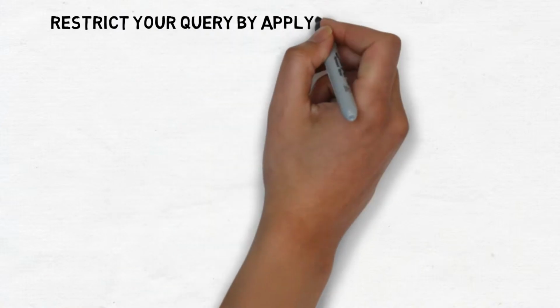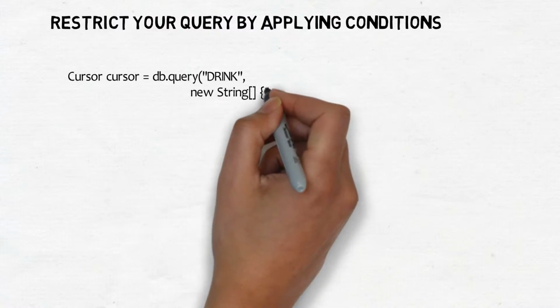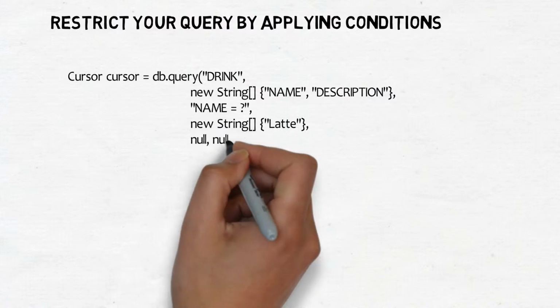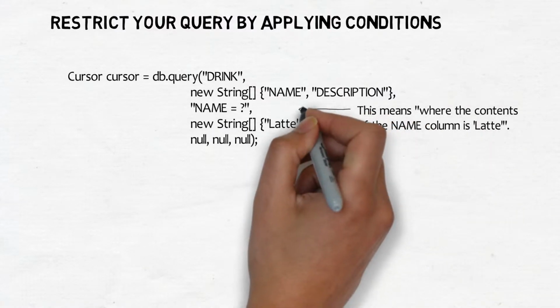Restrict your query by applying conditions. You can apply conditions to your database query by specifying what values particular columns should have using the third and fourth query parameters. As an example, here's how you would say you only want to return records from the drink table where the name of the drink is latte. This means where the contents of the name column is latte.